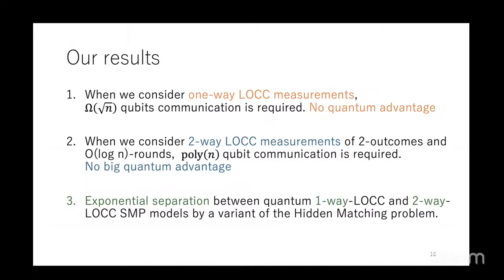When someone sees the first and second results, one might consider the quantum LOCC model to be just a weak model. But our third result implies that the model can be exponentially stronger than the hybrid model, the full classical model, and even the quantum one-way LOCC model.